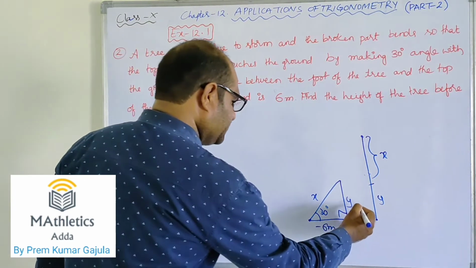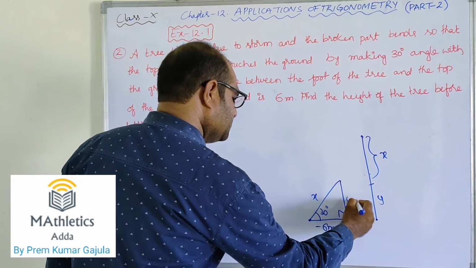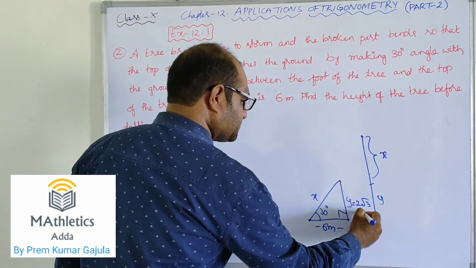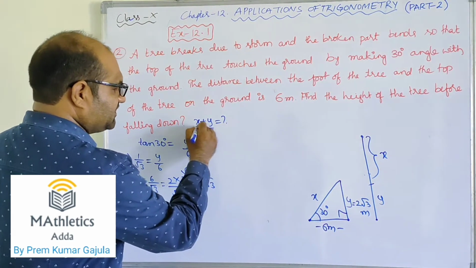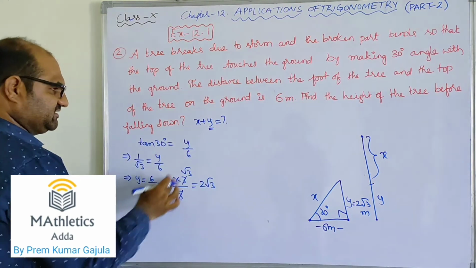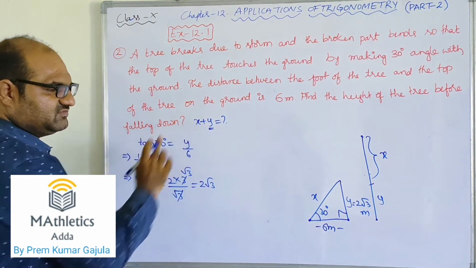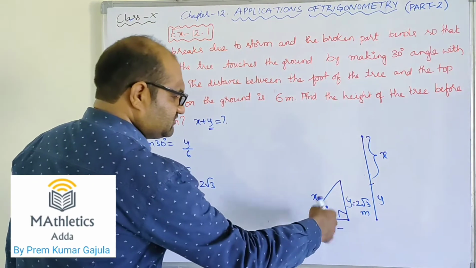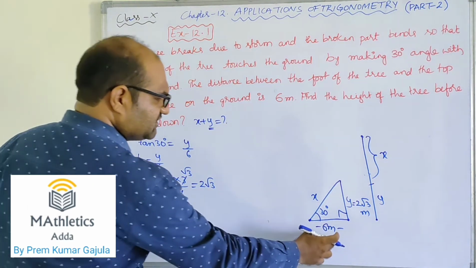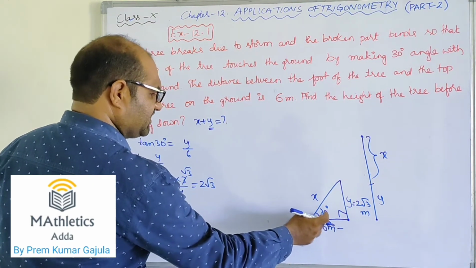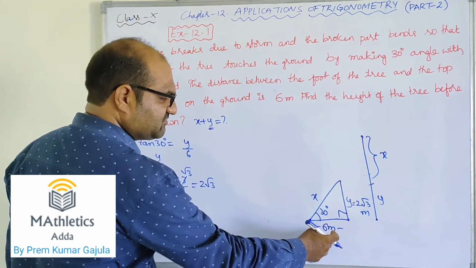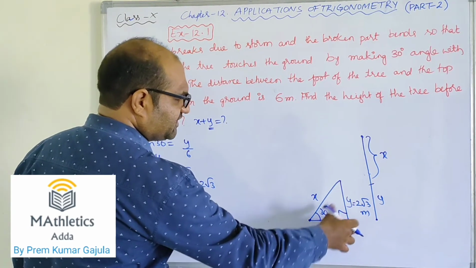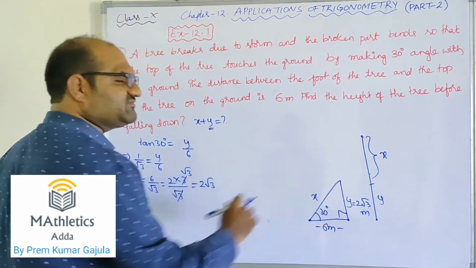So what you have got here, y is equal to 2 root 3 meter. And what we want is x plus y. We have got y, then what is the remaining that we have to get? x. So now let us apply the trigonometric ratio, or otherwise you can do it like this also by using Pythagoras theorem. This side we have got and this side we have got, and only this we have to get.